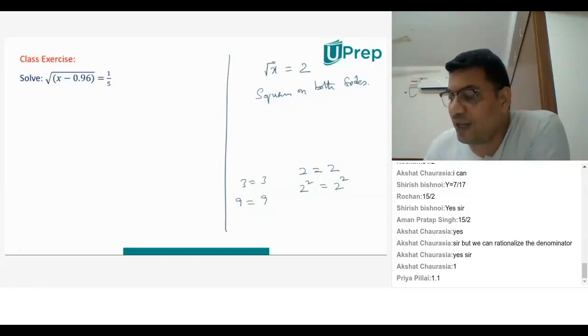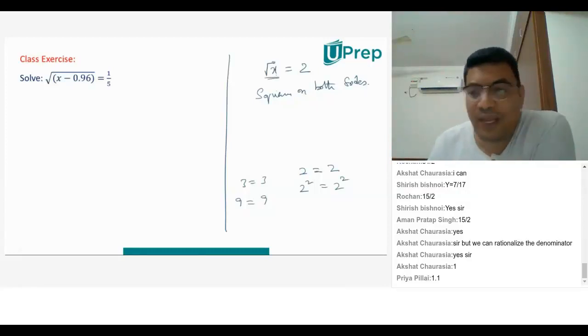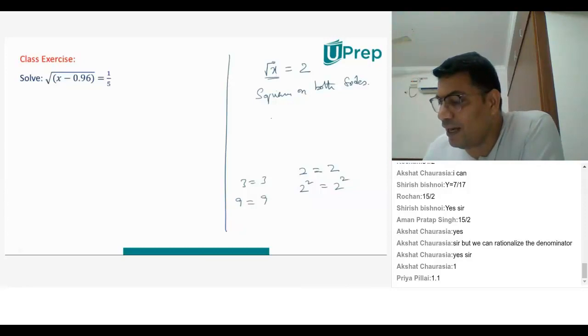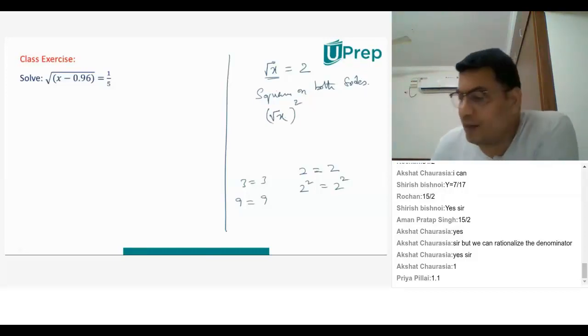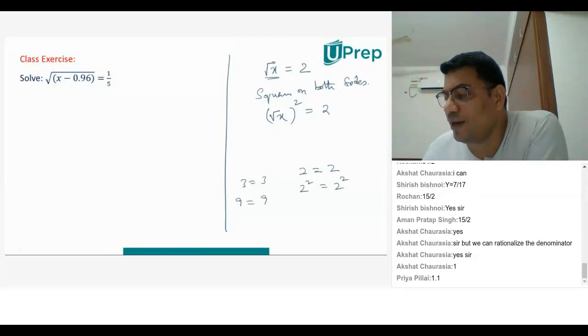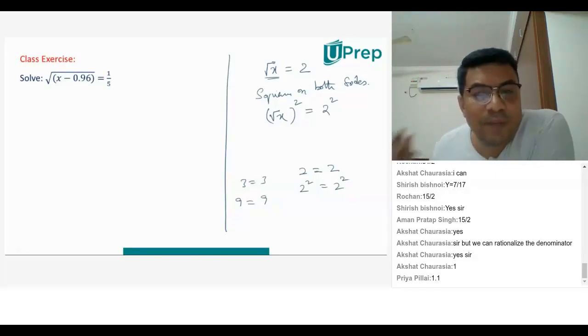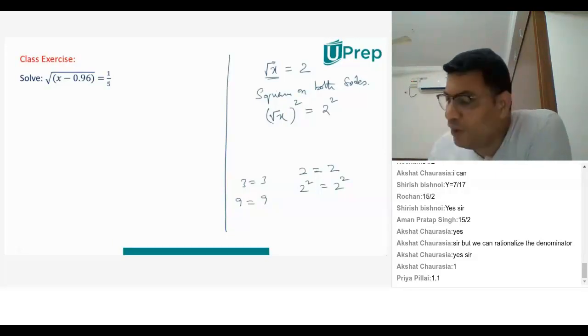So if I square root x, what do you mean by squaring root x? I am writing root x multiplied with root x, or root x whole square. Root x whole square should be equal to 2 square. Now what do you mean by root x whole square? You might know root x into root x is nothing but x. People who don't know, please concentrate.